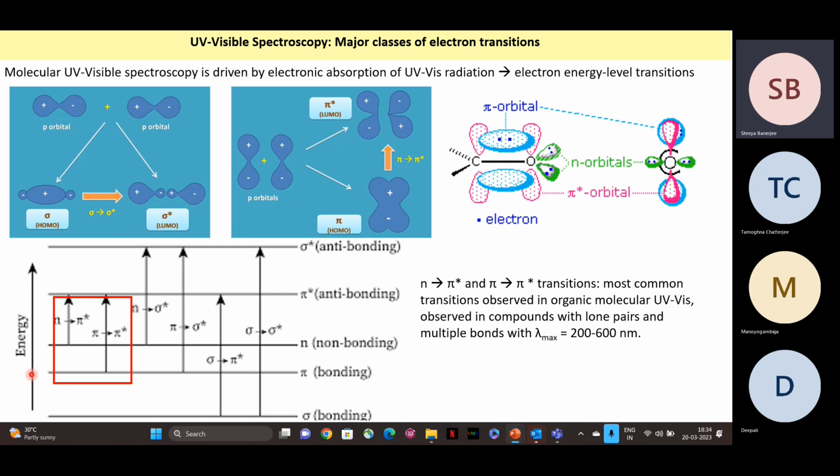But the two most common kinds are the transition from n to pi star, meaning a non-bonding pair of electrons or a lone pair will transition to a pi star orbital, or from pi to pi star. So from this pi bonding orbital, the electron will transition to a pi star antibonding orbital. These are the main two kinds of absorptions that are observed in UV visible spectroscopy.